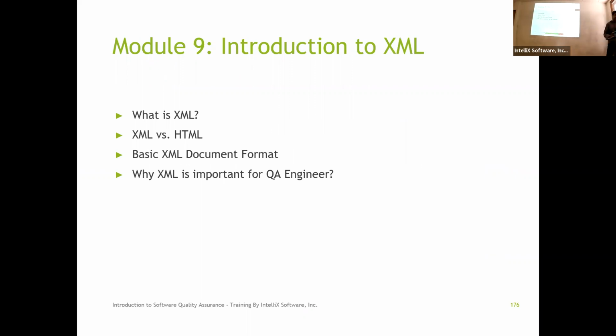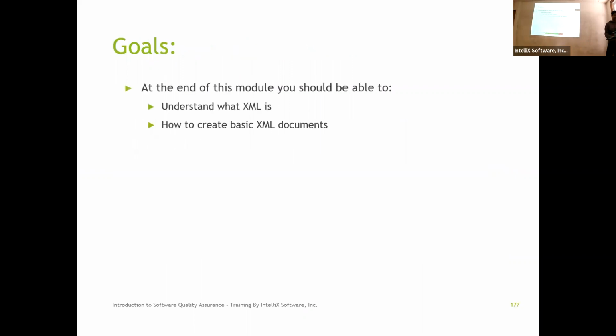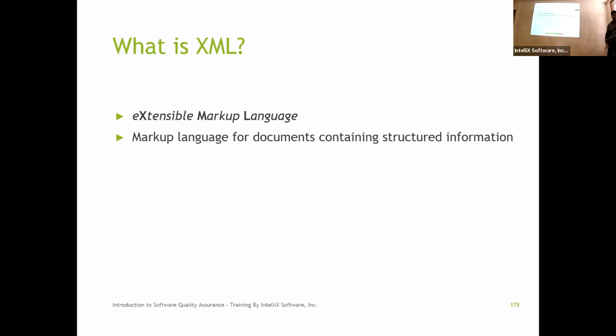So XML is essentially nothing but extensible markup language. HTML was hypertext markup language, so this is also a markup language. The only difference is that in HTML everything was predefined. You cannot create your own tags. Extensible markup language is the one where you create your own tags.